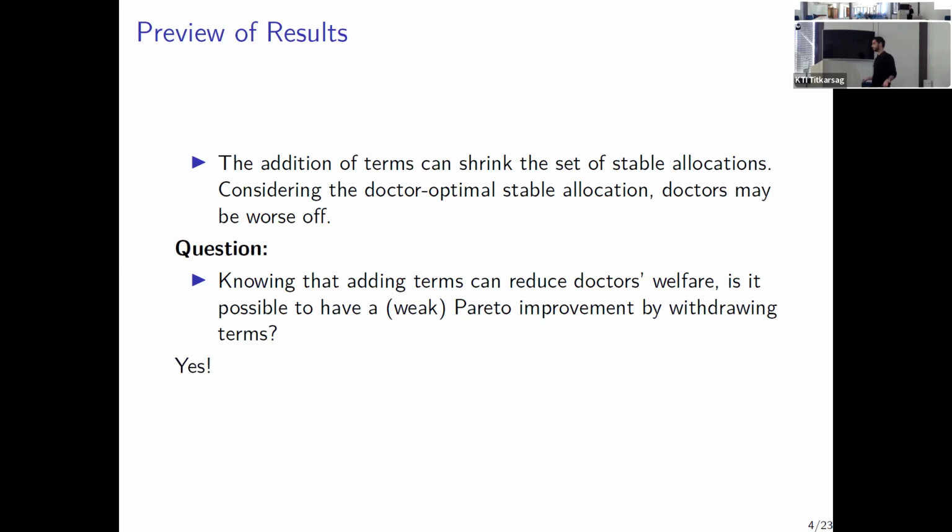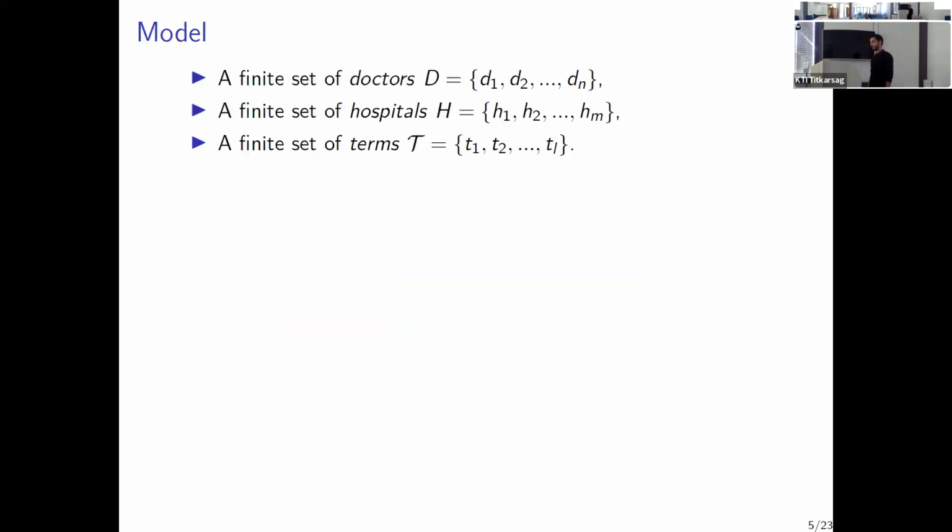And the answer is yes. And in the first part of this presentation, I will show you how it is possible. So I can now introduce my model.